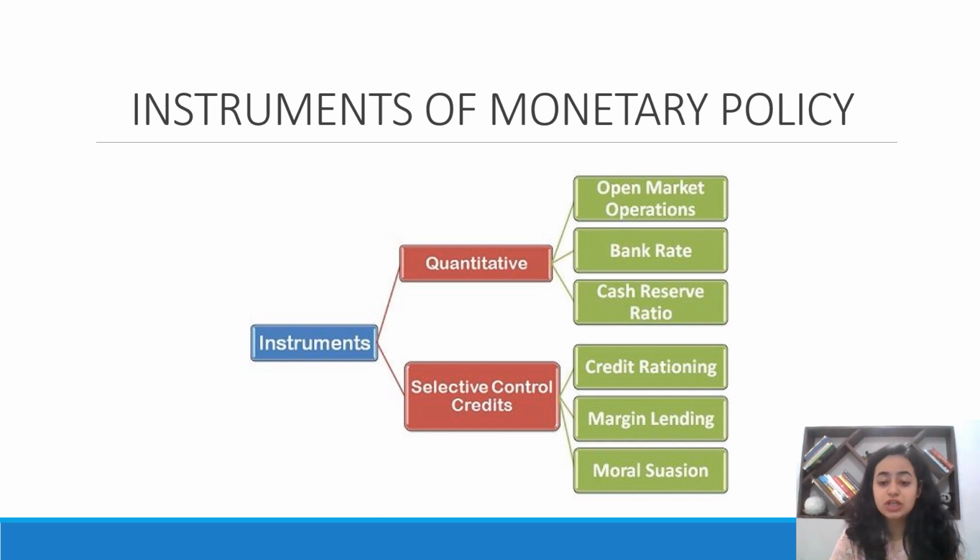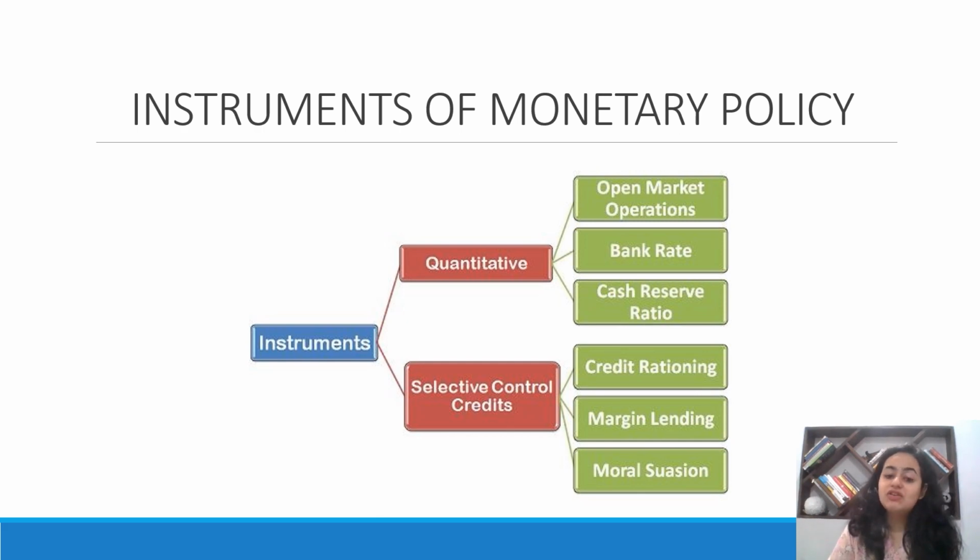Cash reserve ratio is the ratio of cash which the commercial banks have to keep safe with the central bank. So now suppose the central bank increases the CRR, then the commercial banks have to keep a greater proportion of their reserve with the central bank, which leaves them with a lesser amount to give out as loans. So it does this in a situation when it wants to reduce investment or money flow in the economy.